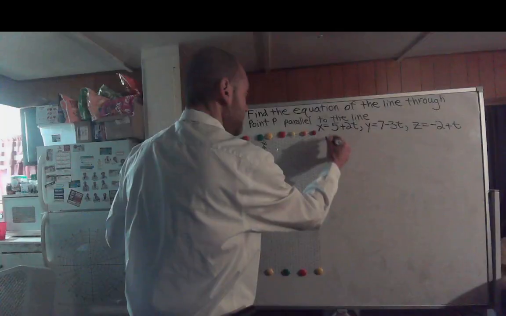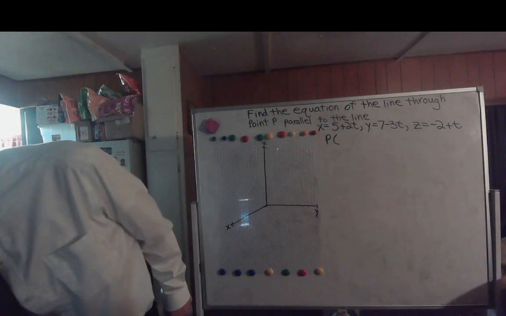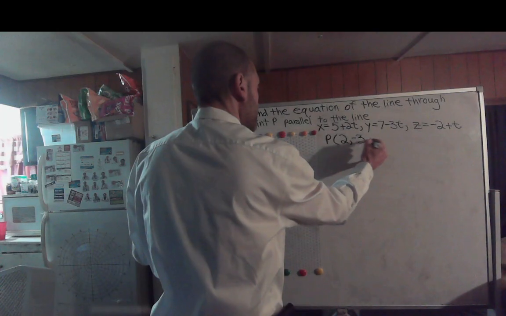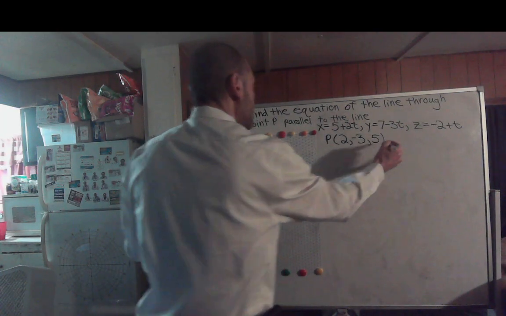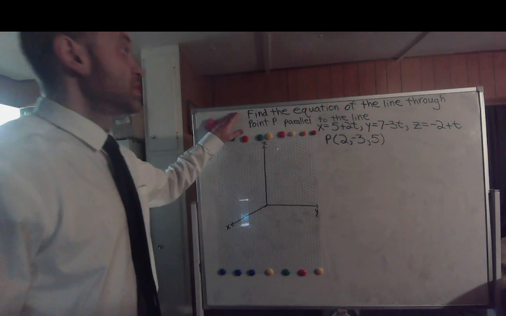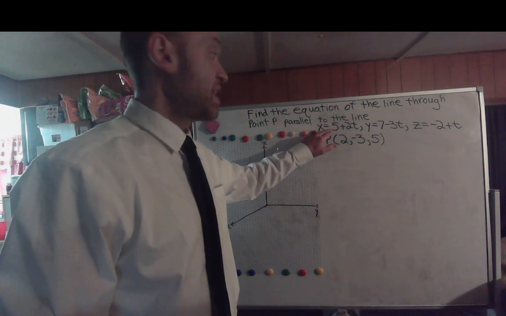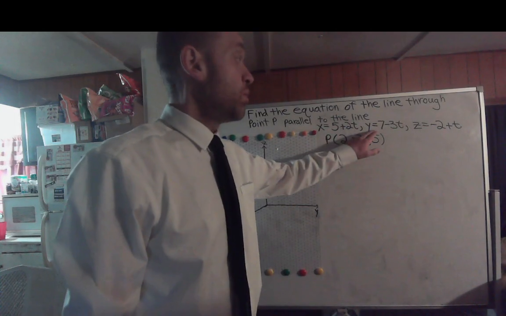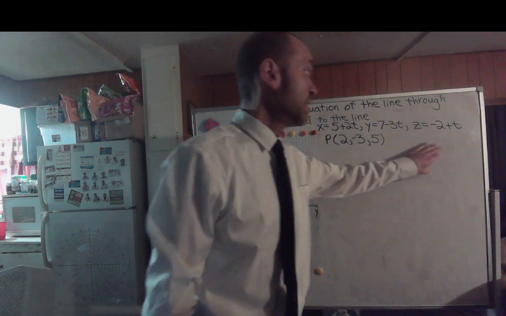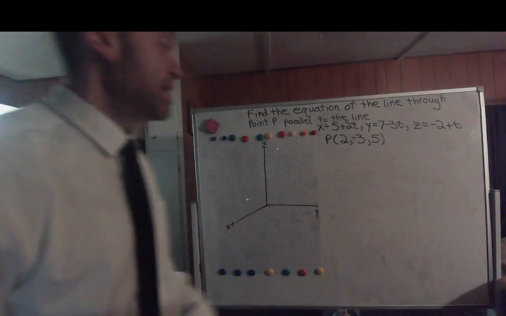Where point P is located at 2, negative 3, 5. Alright, so we're going to find the equation of the line through point P parallel to the line x equals 5 plus 2t, y equals 7 minus 3t, z equals negative 2 plus t. And point P is at 2, negative 3, 5.